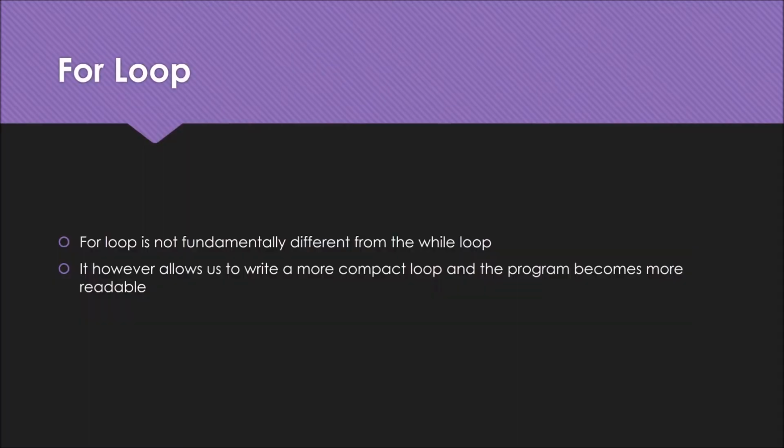So the for loop is not fundamentally different from the while loop. It, however, allows us to write a more compact loop, and the program becomes more readable. So the whole point behind the for loop is that you make the loop very compact, and so it's very easy to read and see what the loop is doing.